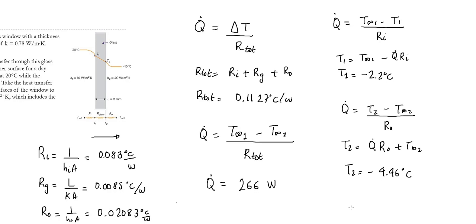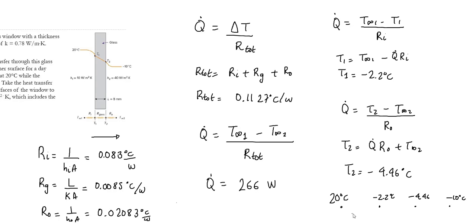and then we find that T2 is equal to negative 4.46 Celsius. Now let's talk about the temperature distribution that we got. The T infinity on the inside was equal to 20 Celsius, right? And then we went to the wall. The wall has a temperature of negative 2.2 Celsius. Then the other side of the wall, the outer surface, has negative 4.46. And then the final temperature of the outdoors is negative 10 Celsius.